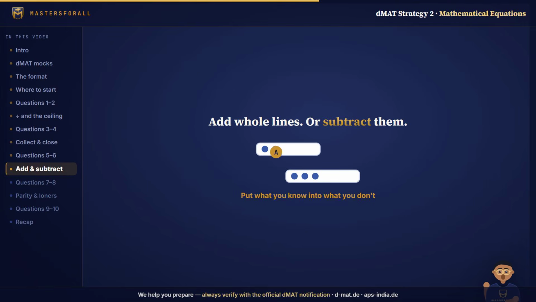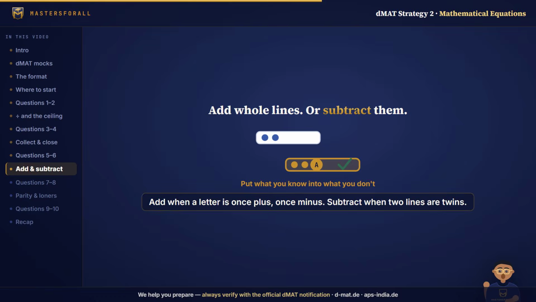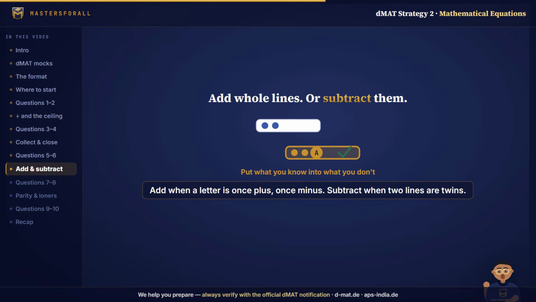You are allowed to add two whole lines together or subtract one from another. You do not have to substitute. Add when the same letter appears once as a plus and once as a minus. Subtract when two lines share most of their letters. Both make a letter vanish without a single substitution. In a section with no notes, that is worth more than speed.